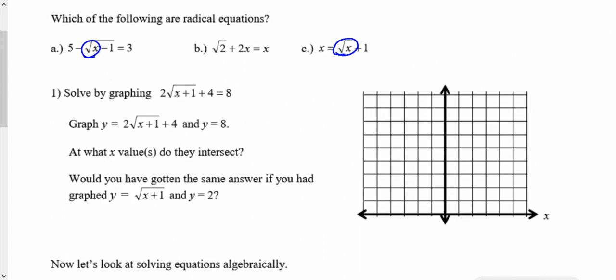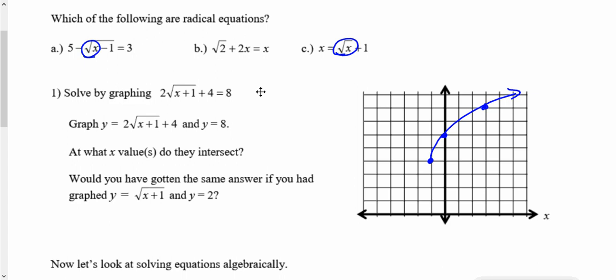There's a couple ways we can solve radical equations. First, let's try to solve this by graphing. Whenever we want to solve an equation by graphing, what we want to do is graph one side. So if we graph the left, we're graphing y equals 2 times the square root of x plus 1, and then a plus 4 on the outside. So that's just the square root shape. Move 1 to the left, up 4, and then stretch times 2 vertically.